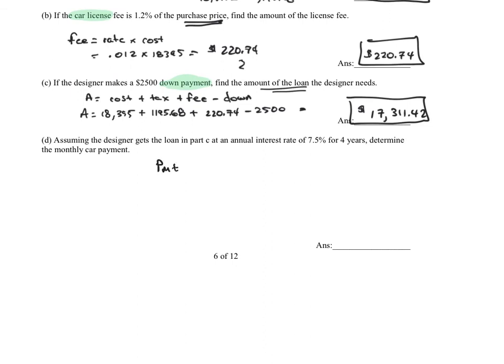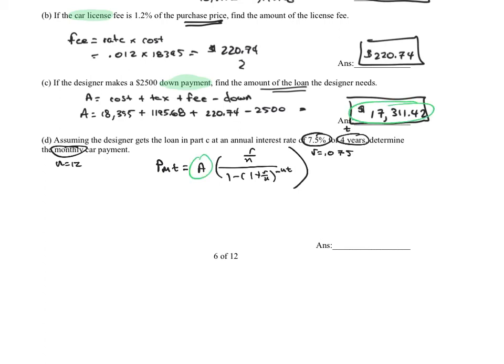So here we're going to do the formula for the payment. PMT equals A times R over N, all over 1 minus 1 plus R over N to the negative NT. Again, please write that on your note card, or it should be provided for you during the test. We need to look at this. My interest rate is 0.075. My time period is 4. It's a monthly car payment, so that tells me my N is 12. And we know that that A value right here is the $17,311.42.